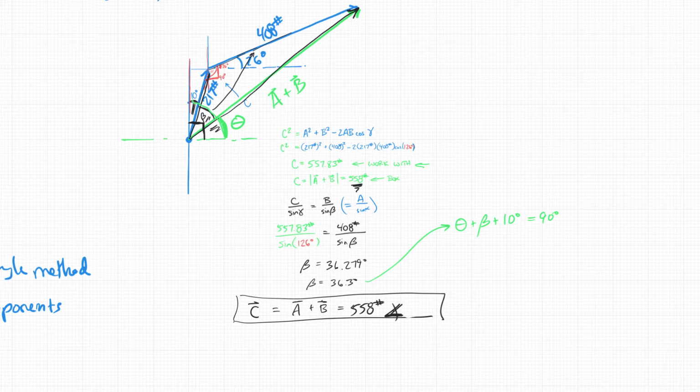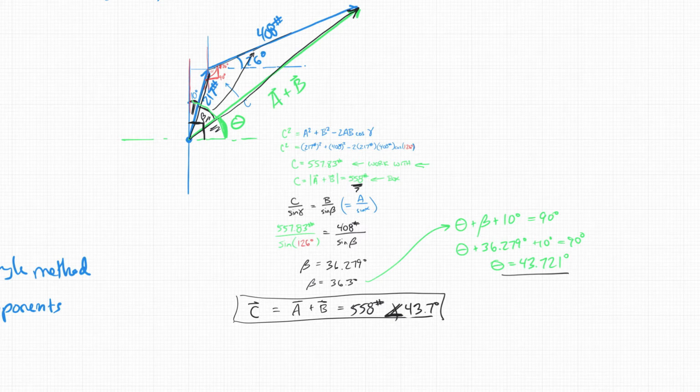Okay, so if I plug in for beta 36, so theta plus 36.279 degrees plus 10 degrees equals 90 degrees, then theta equals 43.721 degrees. Okay, again, no one really wants that many significant digits, but you just save that in case you need to work with that number. So we'll go ahead and put 43.7 degrees.